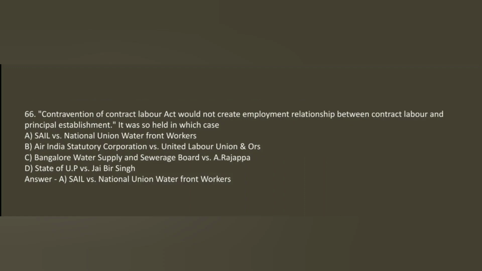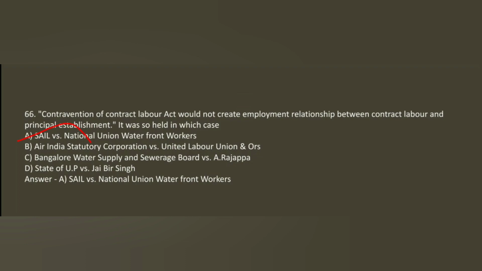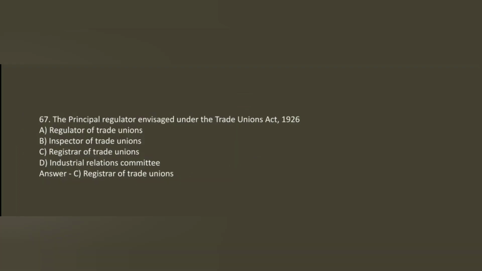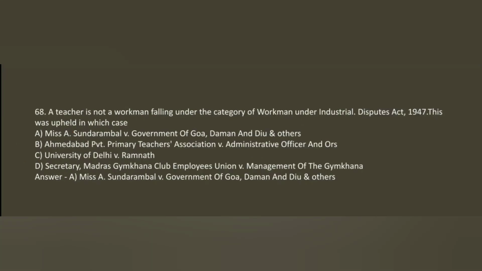Next question. Contravention of Contract Labour Act would not create an employment relationship between contract labour and the principal establishment. It was so held in which case? Correct answer option A, SAIL versus National Union Waterfront Workers. 67. The principal regulator envisaged under the Trade Unions Act 1926? Correct answer option C, Registrar of Trade Unions.